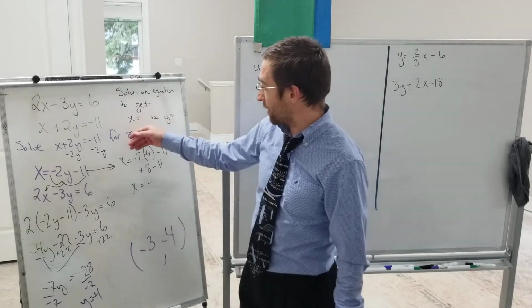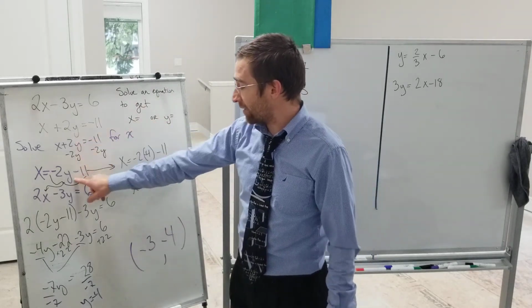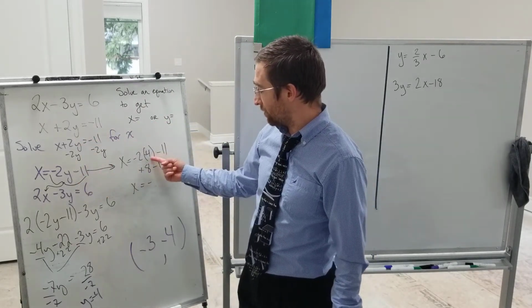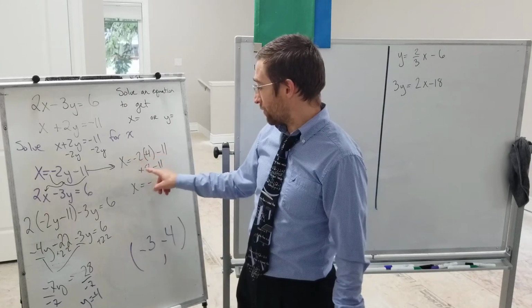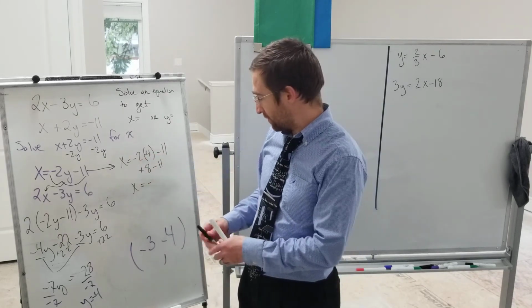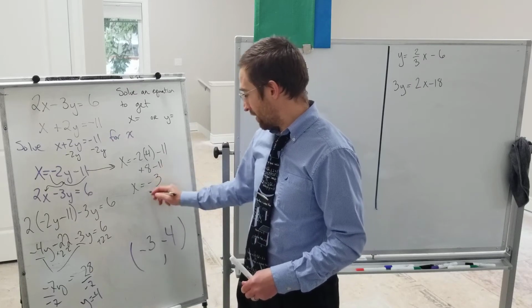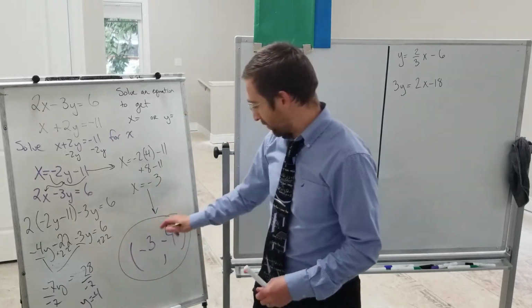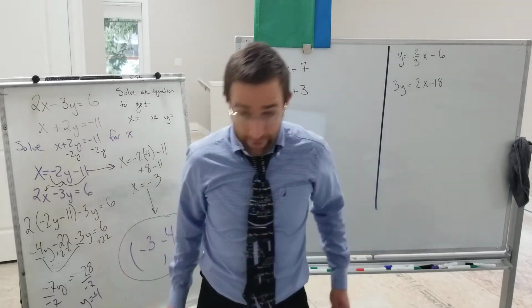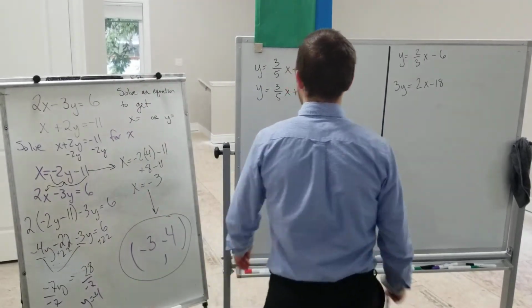Go back up here. Replace the y with the negative 4. Right, it's a negative 4. That gives me a positive 8 minus 11 equals negative 3. There's your answer, negative 3, negative 4. Sorry for the goof ups. It happens. All right, let's look at this one.